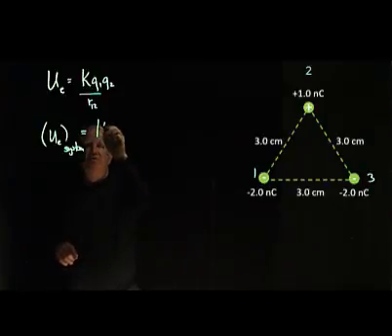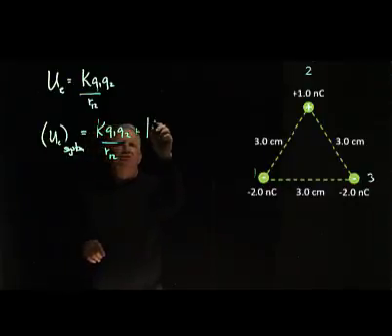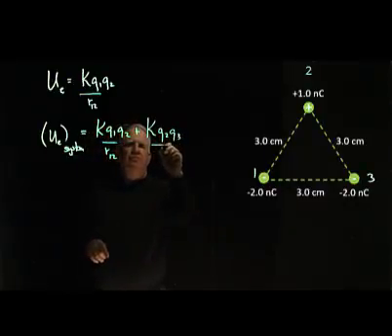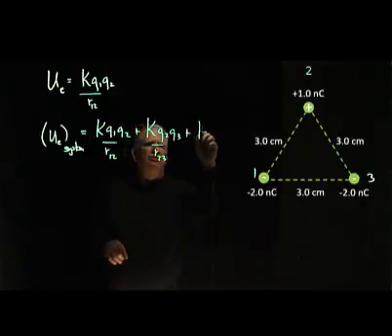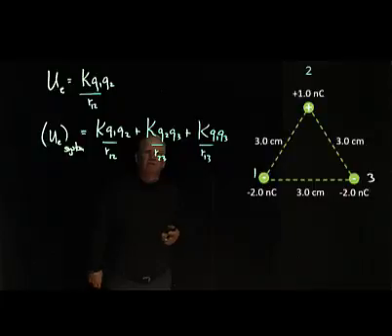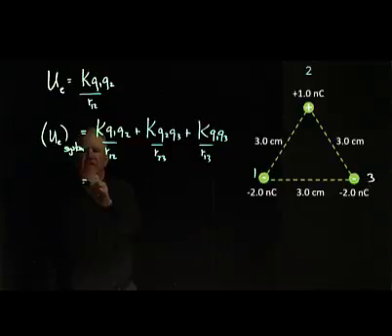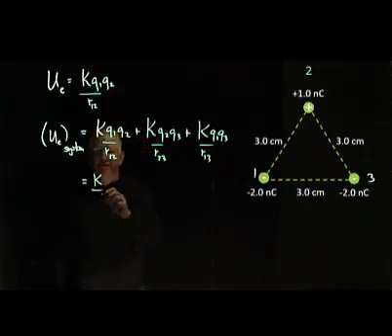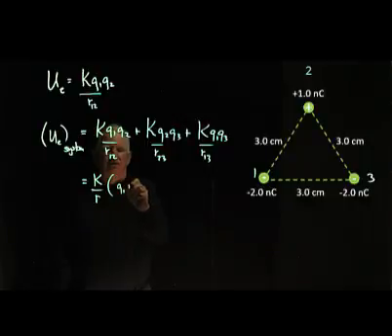So let's do that. So here is Q1 to Q2. Here is Q2 to Q3. And here is, what do I have left? Q1 to Q3. I think I've got that right. Okay, so that's really all we have to do. We just have to add these numbers up now. Let me pull out some commonalities. There's a K in every place. Each one of these separations is 3 centimeters, so let me just call that R. And then what's left over are just these products of the charges.